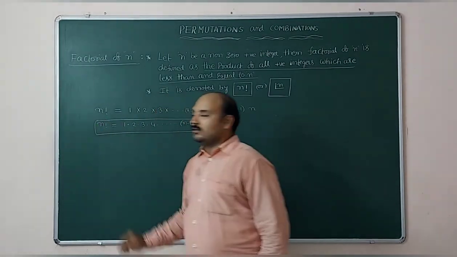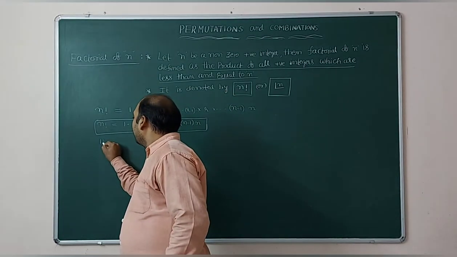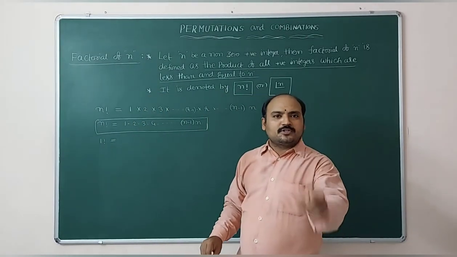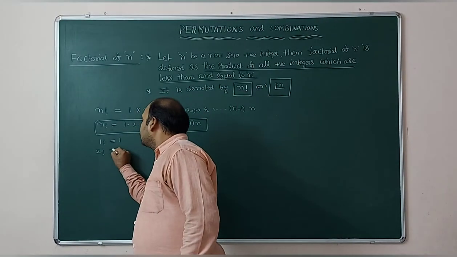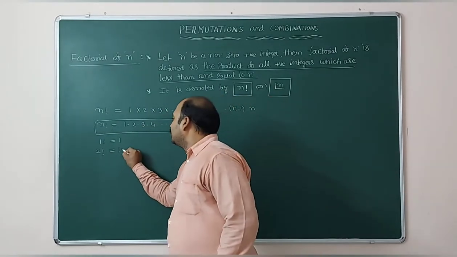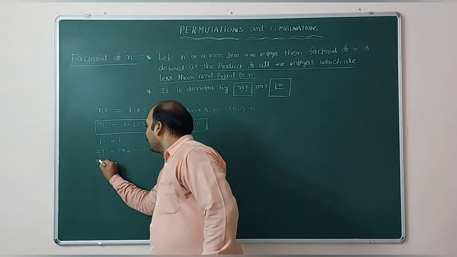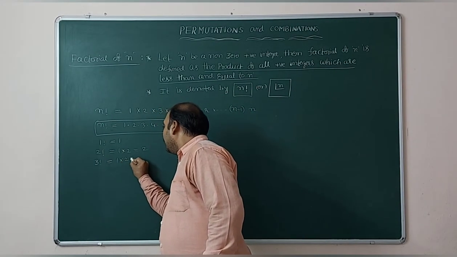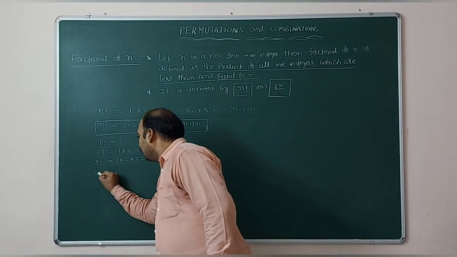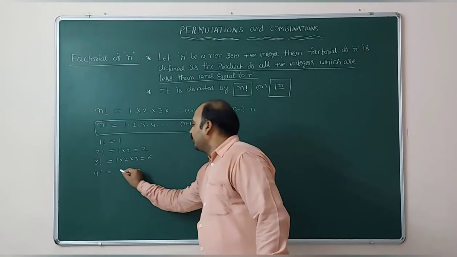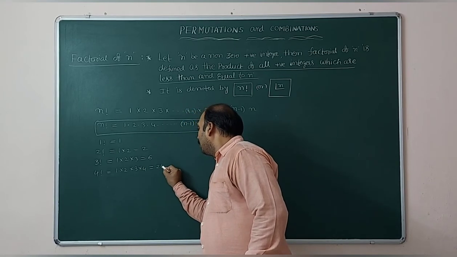This is n factorial. Suppose you want to calculate 1 factorial. 1 factorial is the product of the first one term, so 1. If you want to calculate 2 factorial, the product of the first two terms, 1 into 2, that is equal to 2. For 3 factorial, first 3, 1 into 2 into 3, that is equal to 6. For 4 factorial, the product of 4 terms, 1 into 2 into 3 into 4, that is equal to 24.